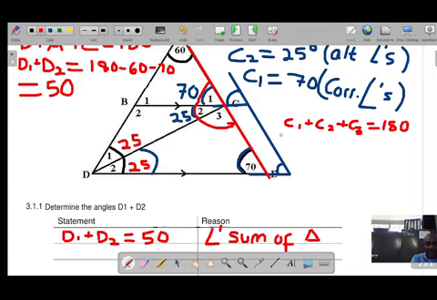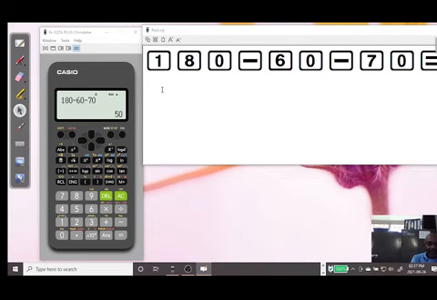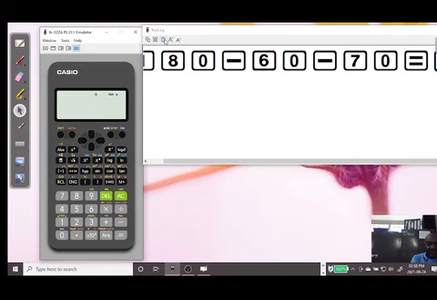But what is my C1? That was 70 here. What about our C2? It was 25, so plus 25 here. Okay. Somebody can think about C3. Come on. That's what I'm looking for. So plus C3 equals 180 degrees. So I want to get my C3 here. So I'm going to say that C3 equals 180 minus 25 minus 70.